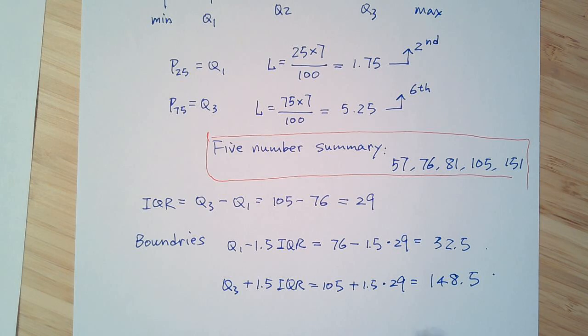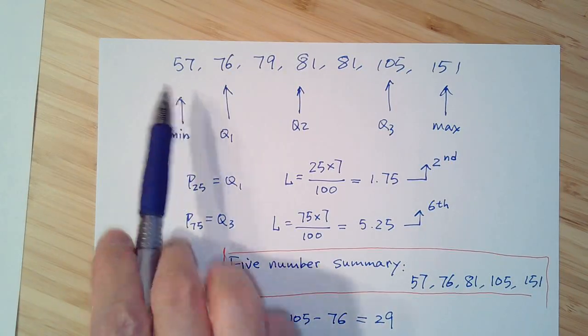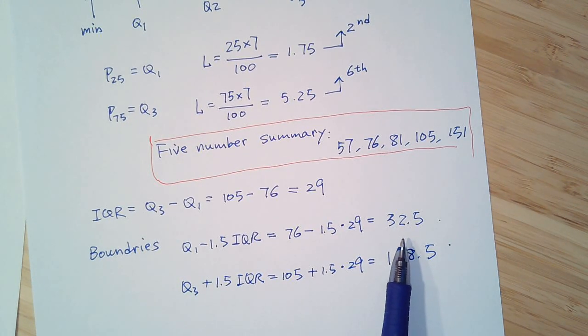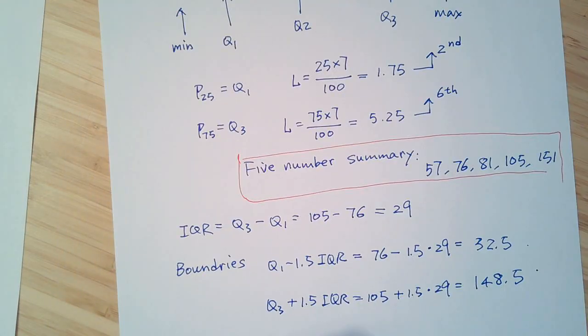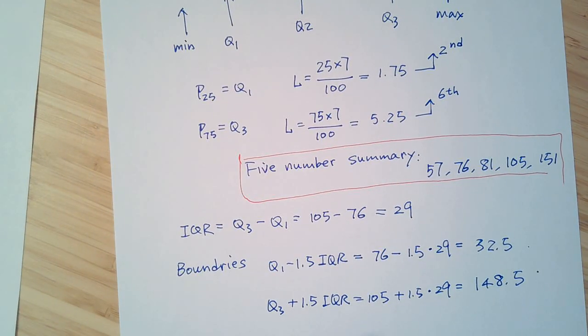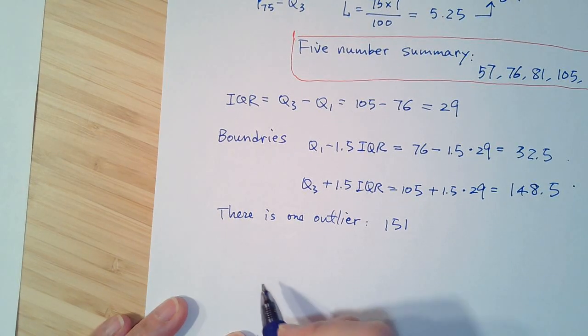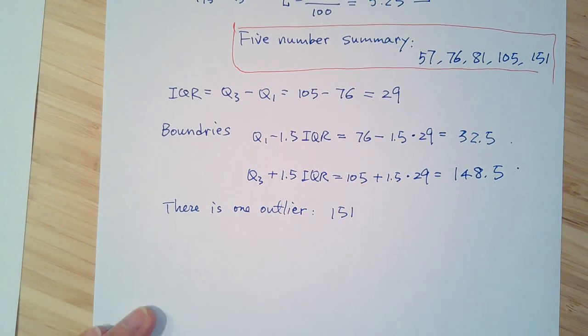Do we have any outliers? See, the minimum 57 is above the lower boundary. So on the left side, there's no outlier. But on the upper side, 148.5, we have a really high value here. It's greater than that. So there is one outlier, which is 151. All right, now let me just go ahead and finish the box plot. Oh, this is my answer. You have to give me that answer, okay? And then the box plot.